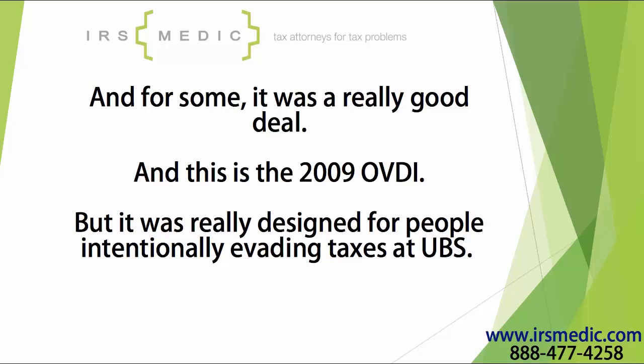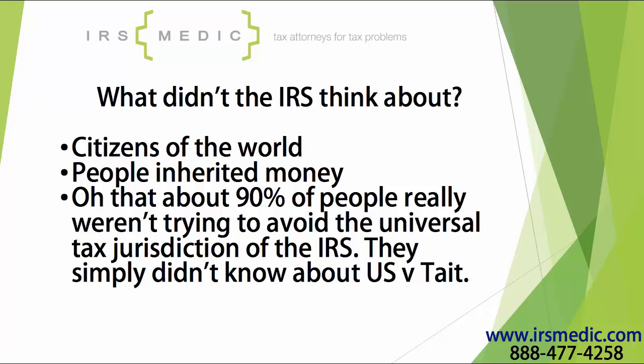But the downside to the 2009 OVDI, it was really designed for people intentionally evading taxes at UBS or their Swiss accounts. Okay. Now there's some things that the IRS didn't think about. Okay, some big things, and they're still having difficulty understanding how things really work in the world. Essentially, that they're citizens of the world. We have a worldwide economy. The United States attracts the best and brightest to come here. And then the United States has great people going all around the world, living around the world, adding value everywhere.